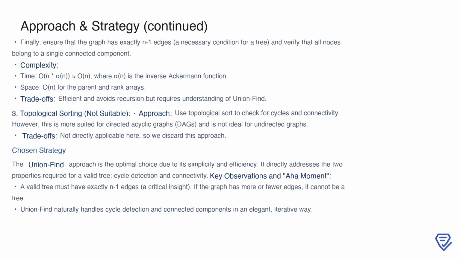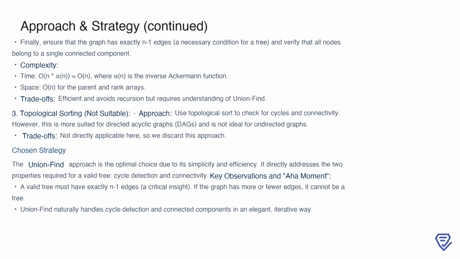Using the union-find approach, we also need to check an important property: the graph must have exactly n-1 edges, which is a necessary condition for it to be a tree. After ensuring this, we verify that all nodes belong to a single connected component, which confirms connectivity.